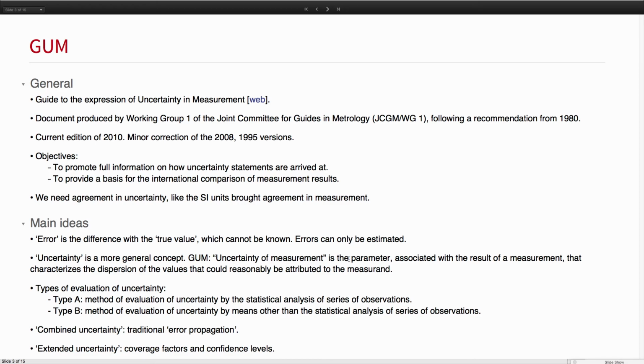Uncertainty of a measurement is the parameter associated with the result of a measurement that characterizes the dispersion of the values that could reasonably be attributed to the measurand. The measurand is the thing we are trying to measure. Uncertainty is a nice name.